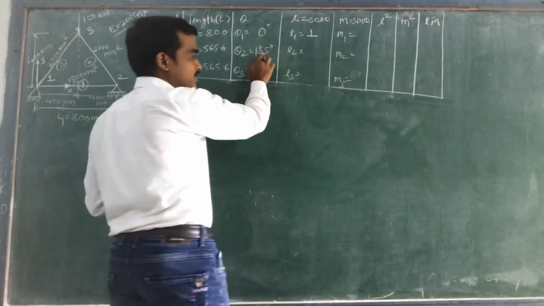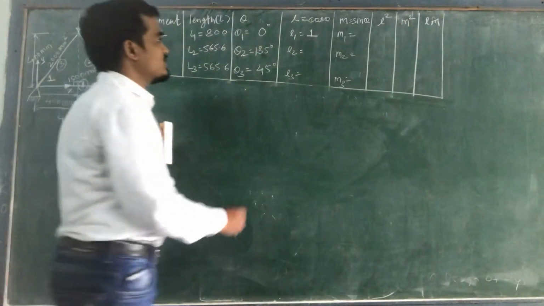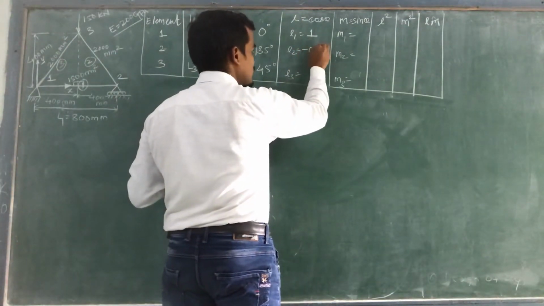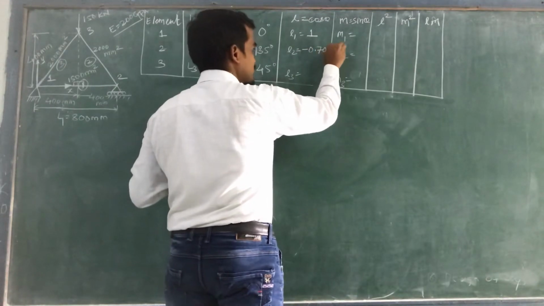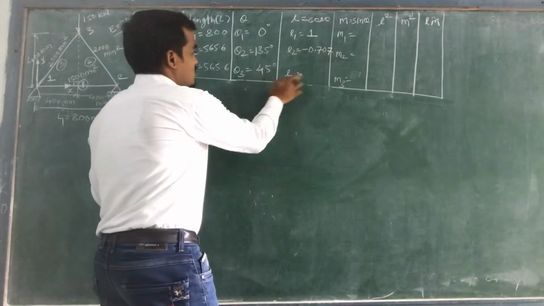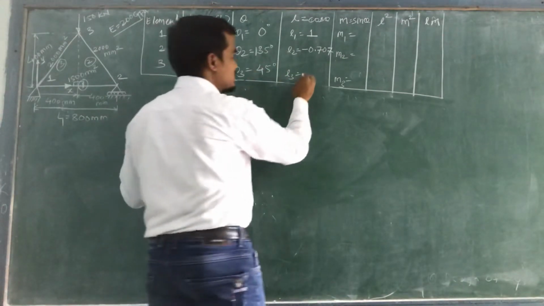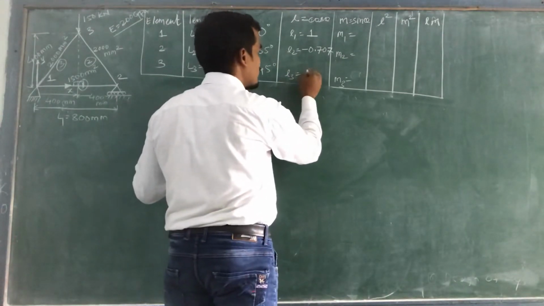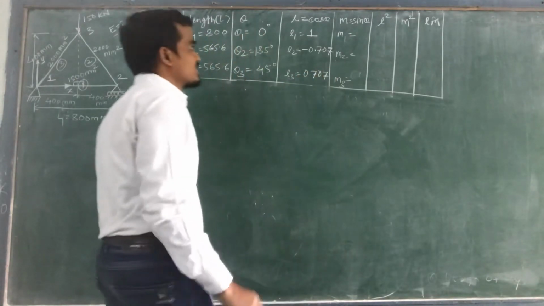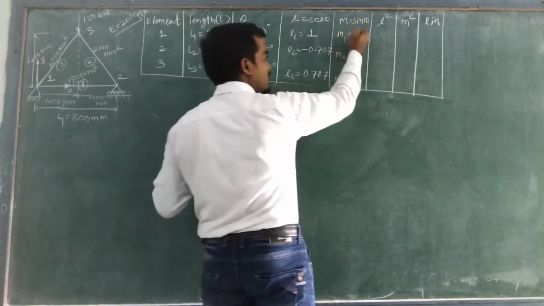Cos 135 is minus 0.707. Then cos 45 is equal to 1 by root 2, which is 0.707. Then, similarly, find out m1, m2, m3.